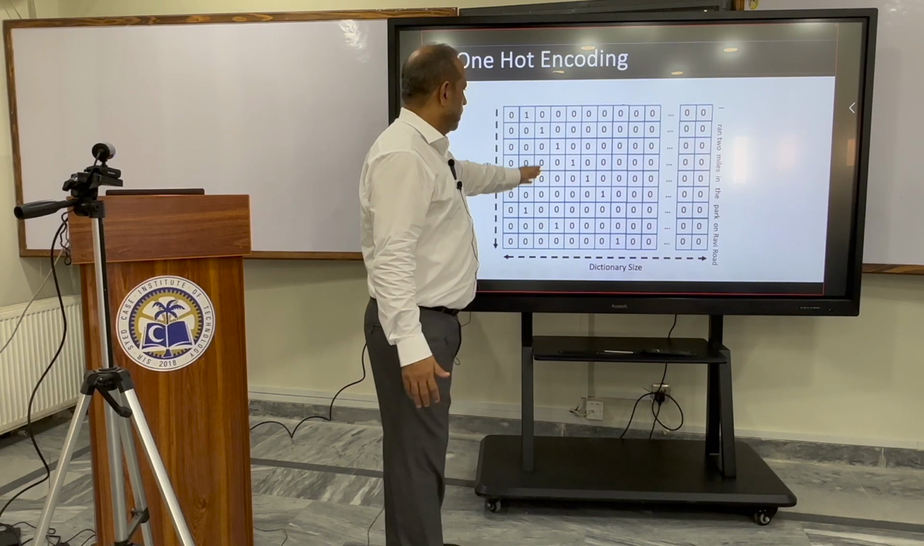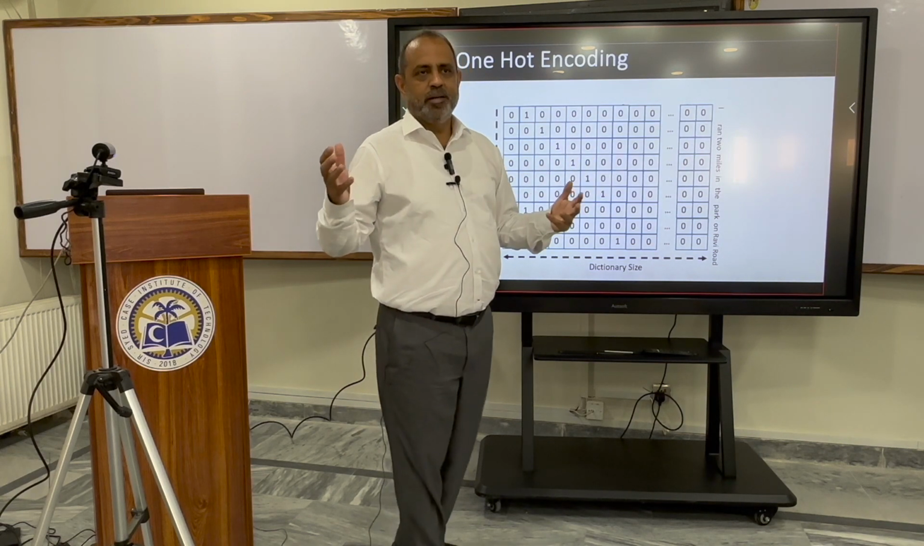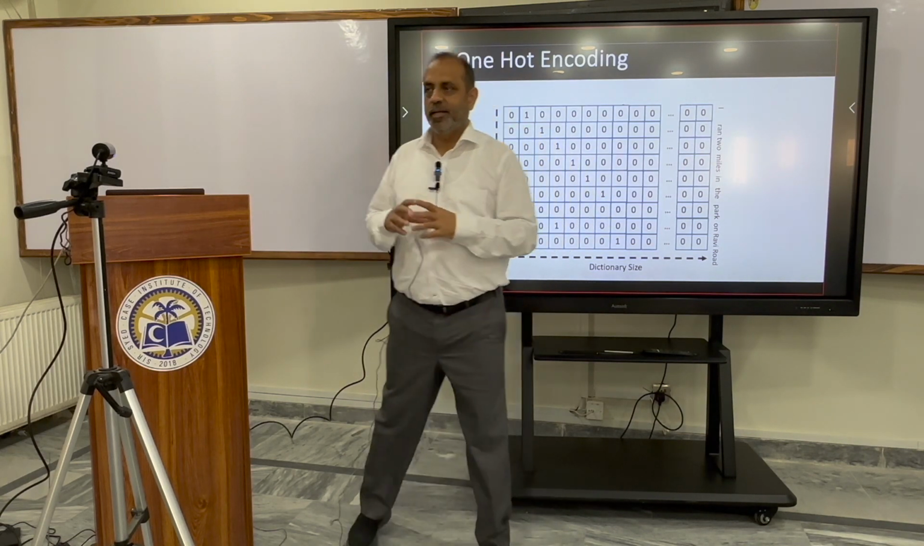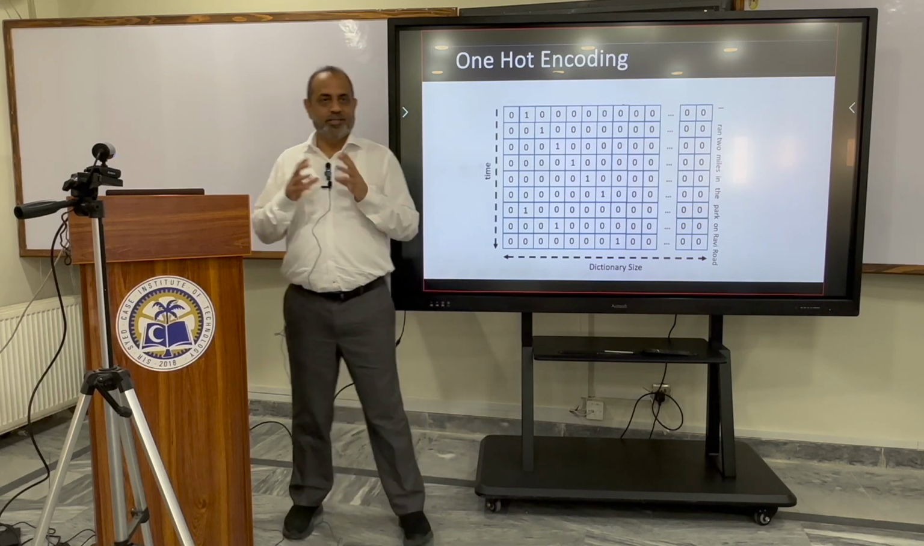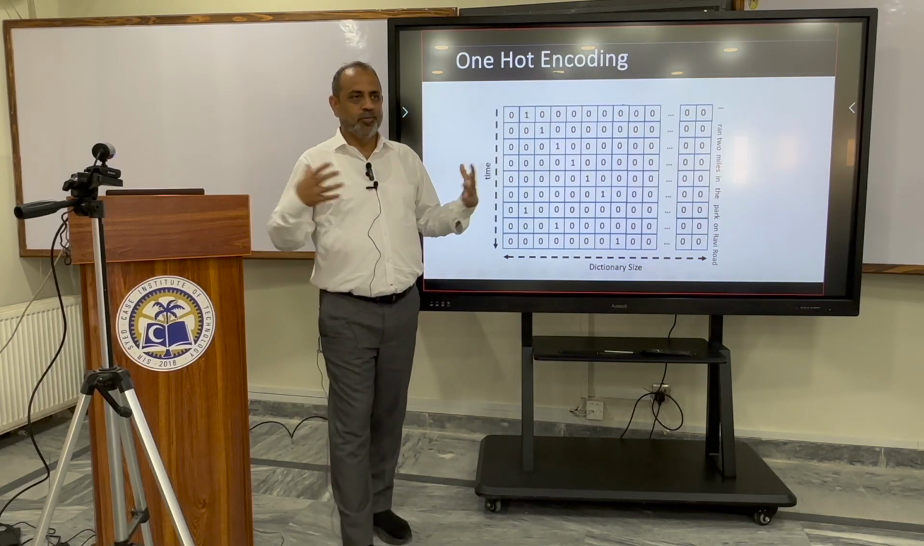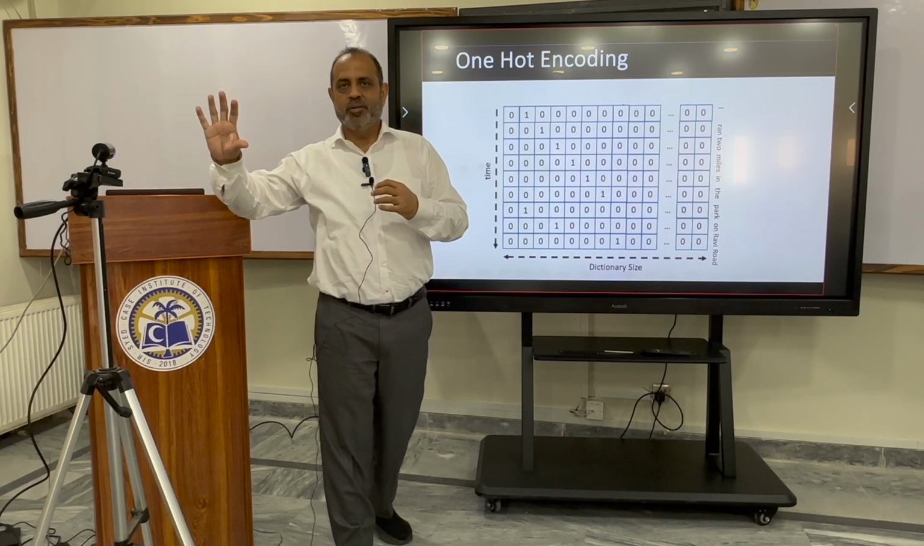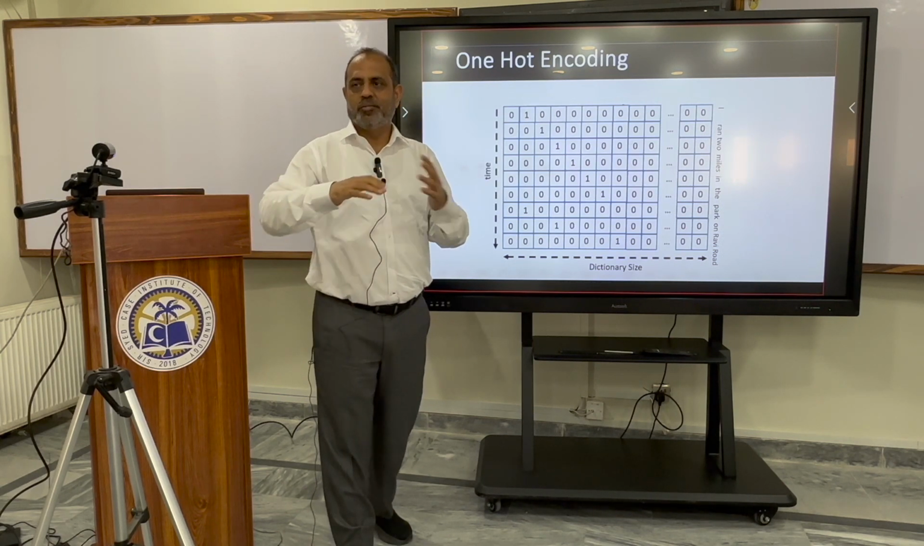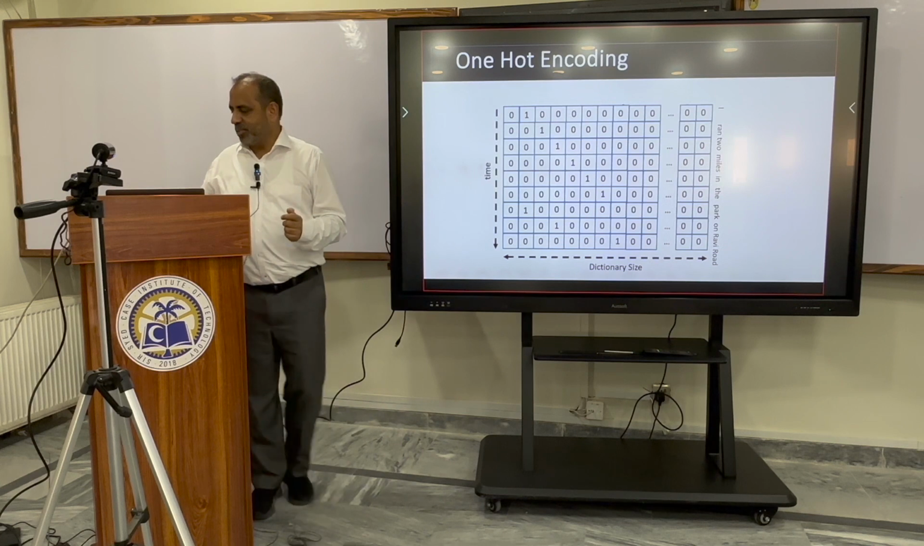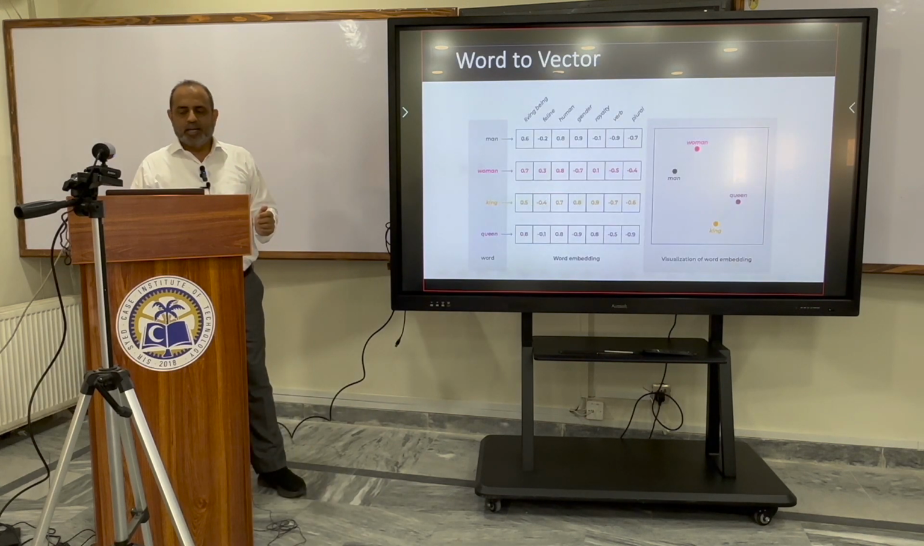You are just putting a 1 randomly, but you want words to relate to other words, okay? And as they are related, you want to put them in the vector space where they belong, where they relate to other words, okay? So that was the concept of word to vector.